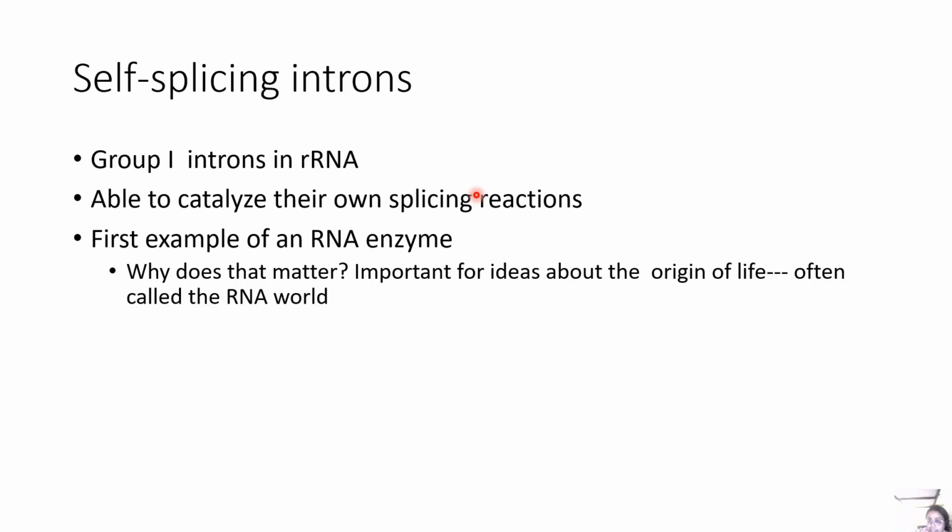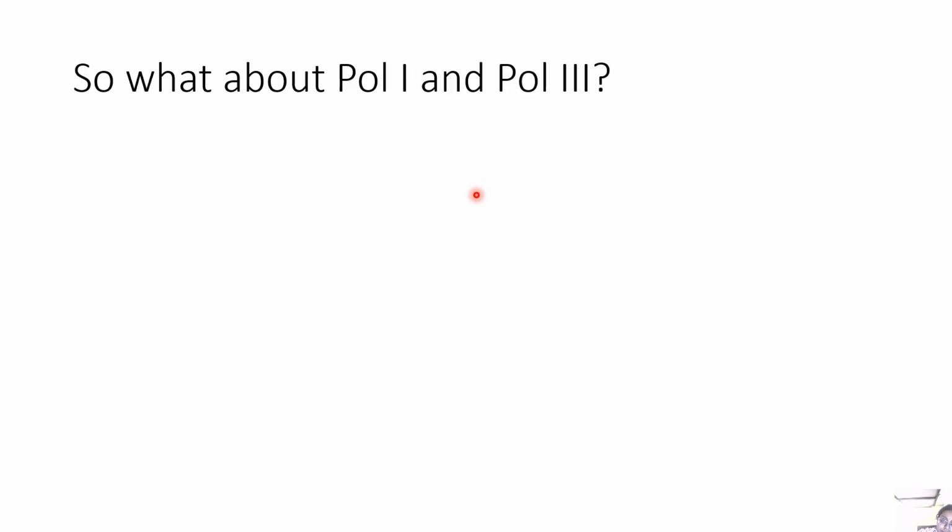Group 1 introns are RNAs able to catalyze their own splicing reactions. This was the first example of an RNA enzyme. Why does it matter? Because it's important for ideas about the origin of life, often called the RNA world.